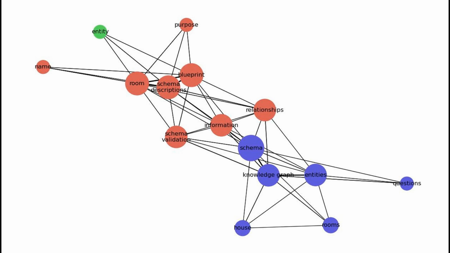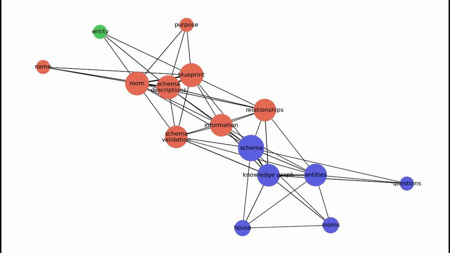The key components involved in creating a schema for a knowledge graph include, 1, schema descriptions. This part acts like labels on the blueprint. They help describe what each room or entity is and how it connects to other rooms. Relationships. It's important to not just name the rooms, but also explain clearly what each one is for. This prevents confusion, especially when different rooms might have similar names, but serve different purposes.